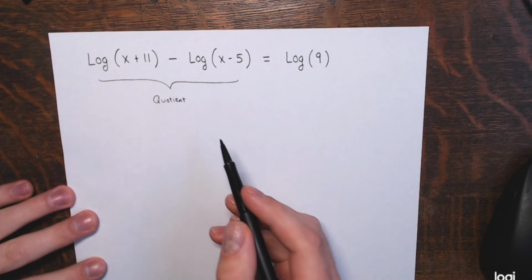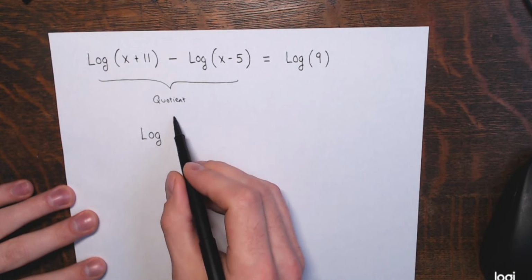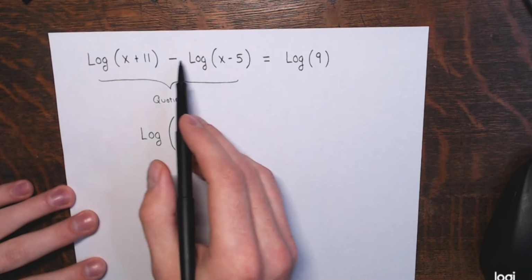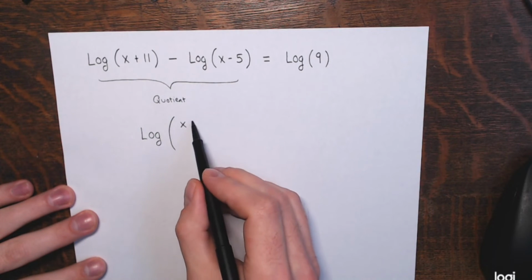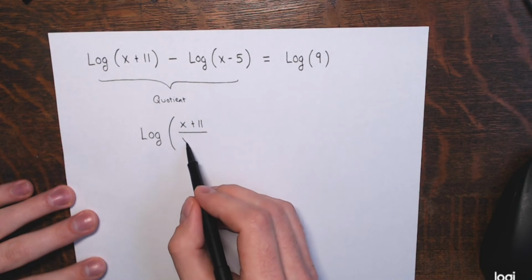This can be written as a single logarithm. This will be equal to the log of, and then the argument of this log is just the quotient, the fraction made up where x plus 11 is the numerator, divided by x minus 5 as the denominator.